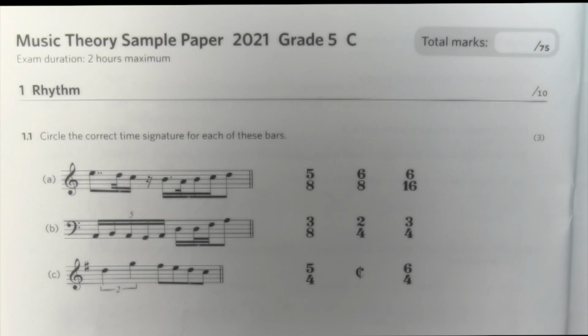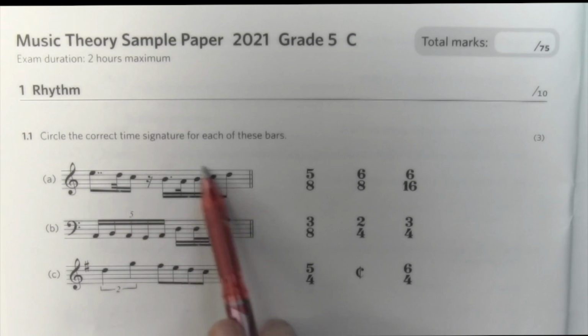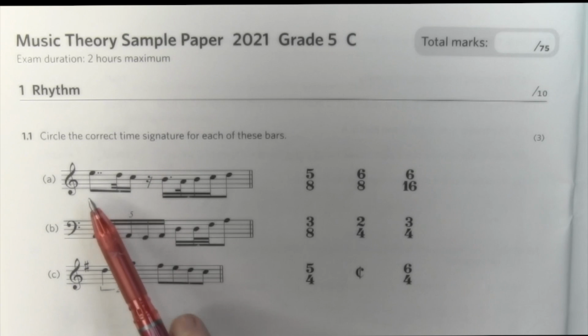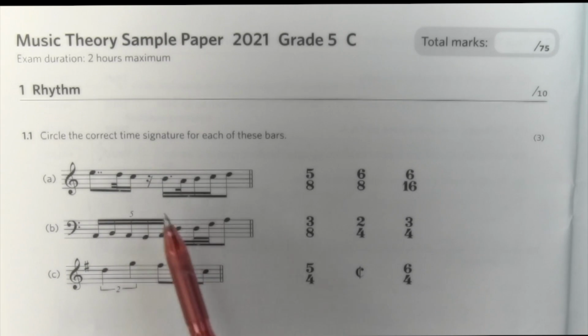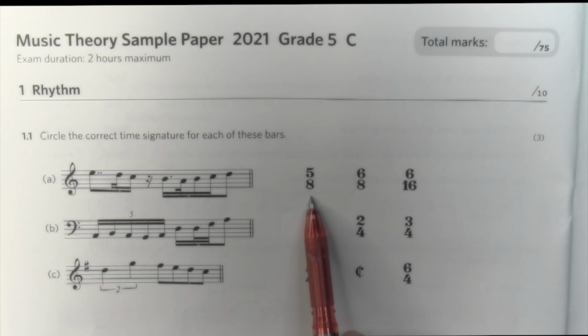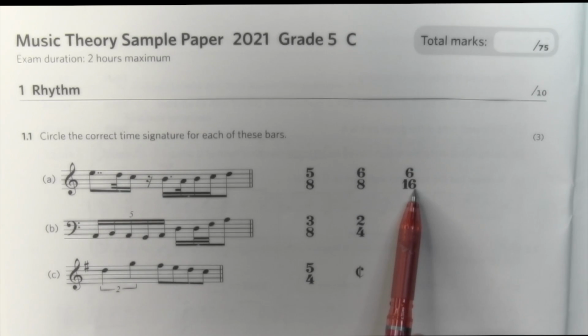As usual, the first chapter of the new sample exam paper starts with rhythm. And in the first question, we are asked to circle the right time signatures of the given bars. As ever, I always recommend you to look at the bars from above and see what catches your attention. For example, here I see two groups of things. Let's have a look at the options that we have: 5/8, 6/8, and 6/16.